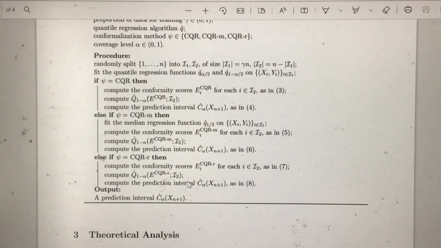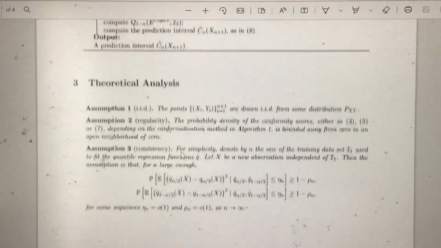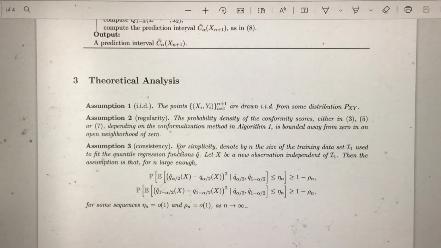Okay, the next part I'll talk about is the theoretical analysis. Before we talk about it, we have three assumptions, which are also copied from the paper. The first one is IID: the points are drawn IID from the same distribution. The second one is regularity: the probability density of conformity scores, depending on the conformalization methods in algorithm 1, is bounded away from 0 in an open neighborhood of 0.